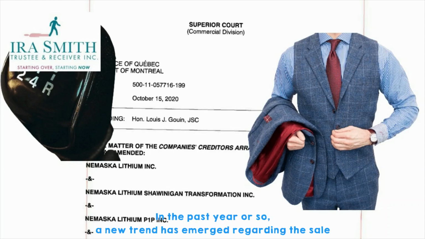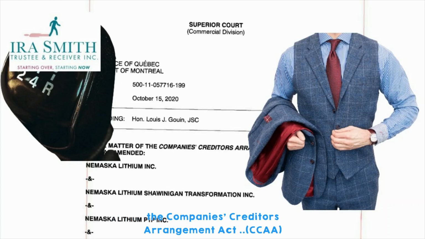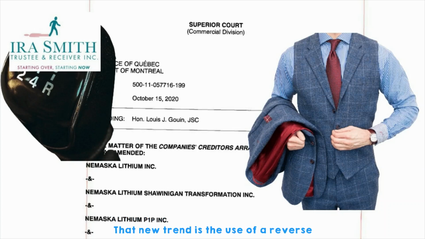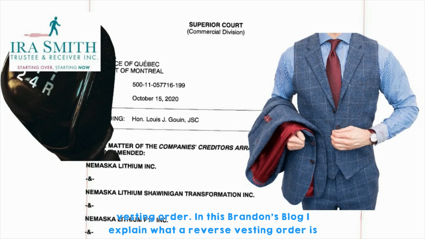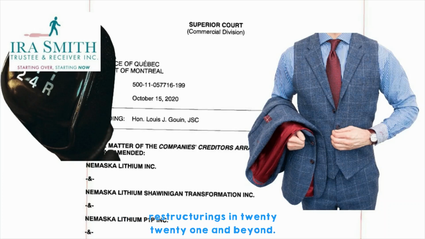In the past year or so, a new trend has emerged regarding the sale of the assets of insolvent companies as part of a restructuring under the Companies' Creditors Arrangement Act (CCAA). That new trend is the use of a reverse vesting order. In this Brandon blog, I explain what a reverse vesting order is and why I believe its use will be a significant feature of Canadian firm restructurings in 2021 and beyond.